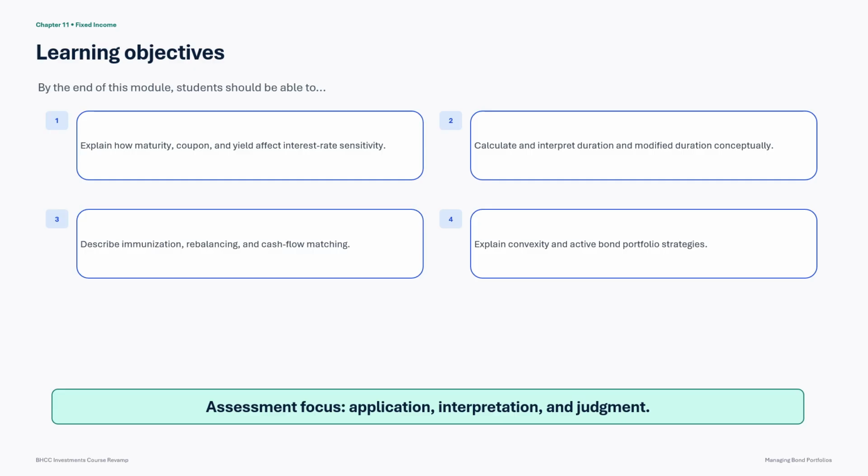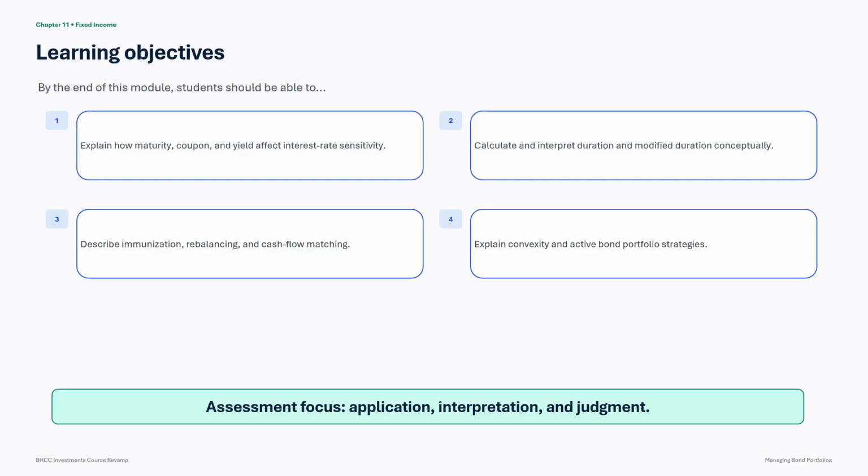Fourth, you should be able to explain convexity and active bond portfolio strategies. Active managers can position duration, select points on the yield curve, rotate sectors, trade credit spreads, and seek relative value opportunities. But every active view must be separated from the benchmark exposure and evaluated after trading cost, liquidity, and implementation risk. The assessment focus is application, interpretation, and judgment.